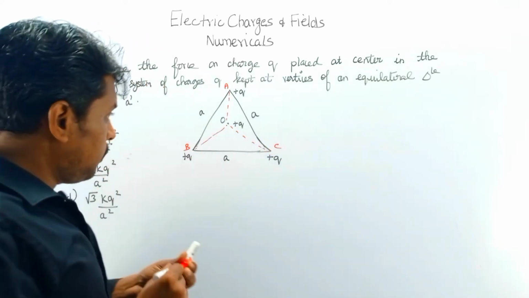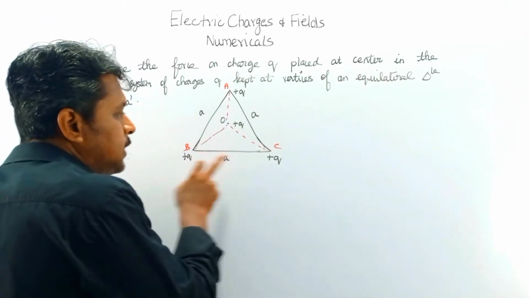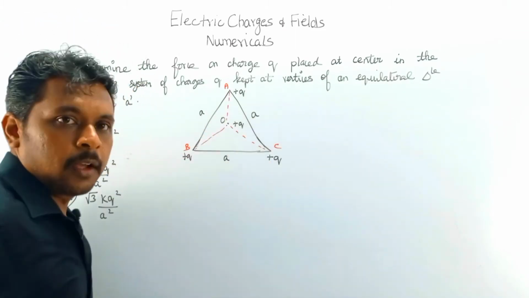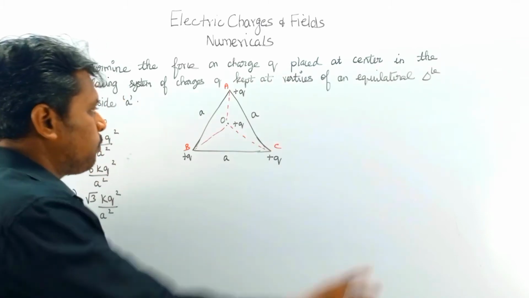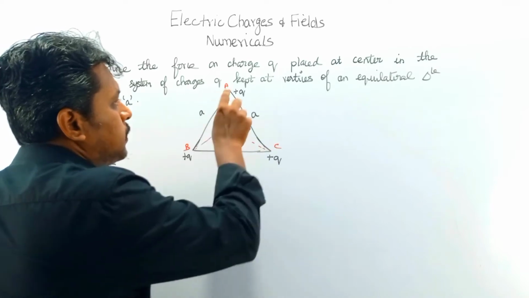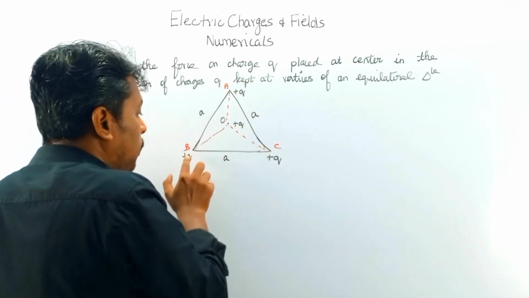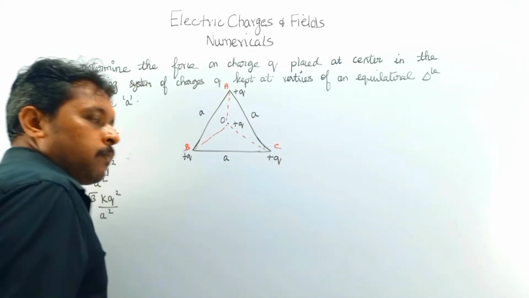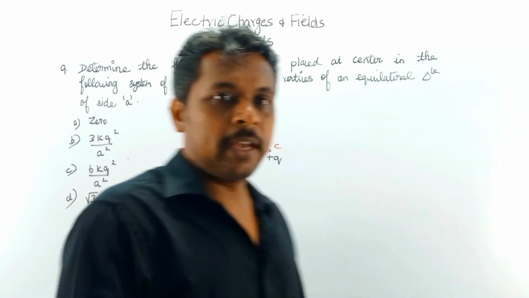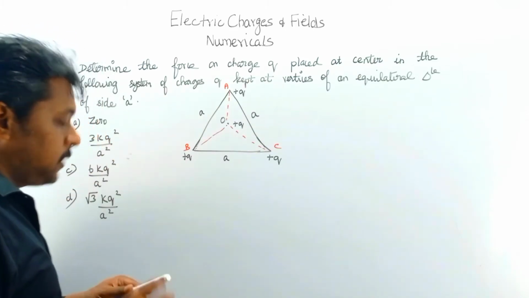Okay, so first of all we will find the force due to each individual charge on this particular point. For that we have to find the distance. Here we have A, B and C, so we have to find the distances AO, BO and CO to find the force. So first we have to determine the values of AO, BO and CO.